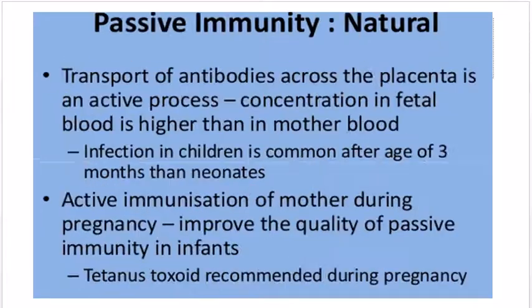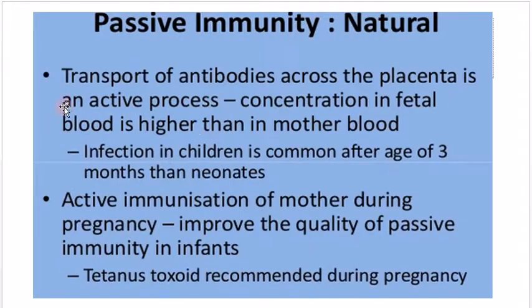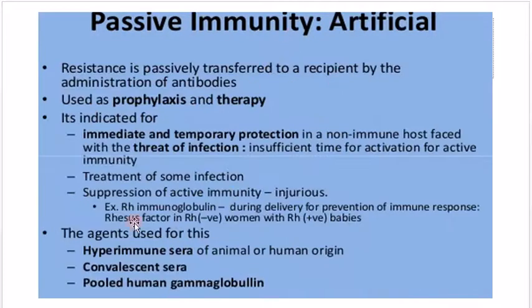Then we go to the next slide, and this is passive natural immunity. The transport of antibody across the placenta is passive, and we call it natural because it is not dependent on dosage. And when we say artificial, we are totally dependent on certain antibodies or drugs.